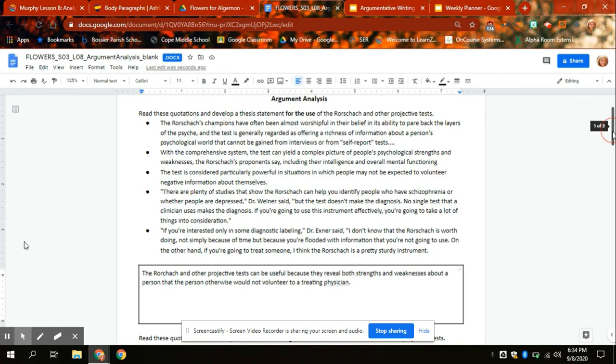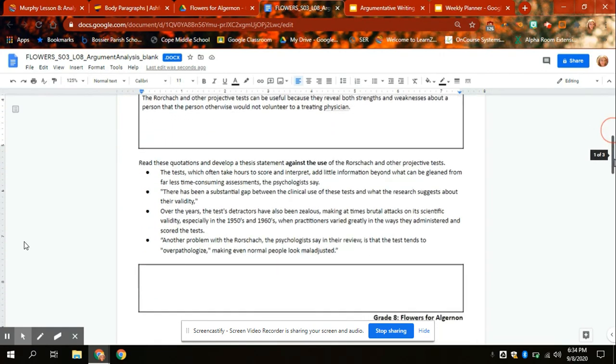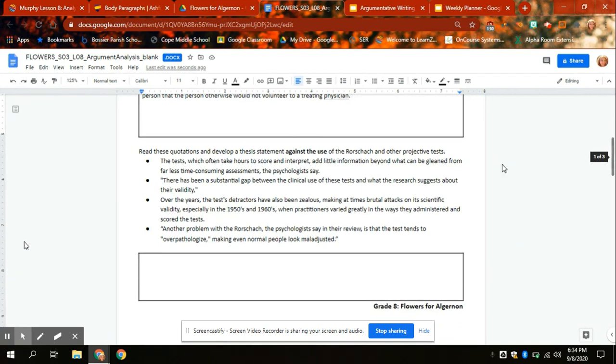You're going to also be asked to complete one against it. So remember, this article had both positives and negatives for the Rorschach test. So here we've got four quotes that seem to suggest that the Rorschach test should not be used. You need to come up with a thesis statement, a statement first, your claim, and then reasons. Okay, see what these quotes all have in common. Maybe that there is two or three things, two or three reasons that these quotes suggest why we should not use a Rorschach test. And you would type your thesis statement here.